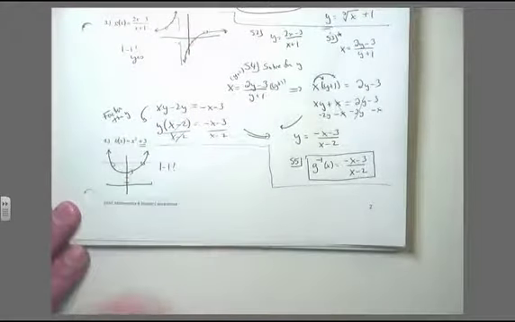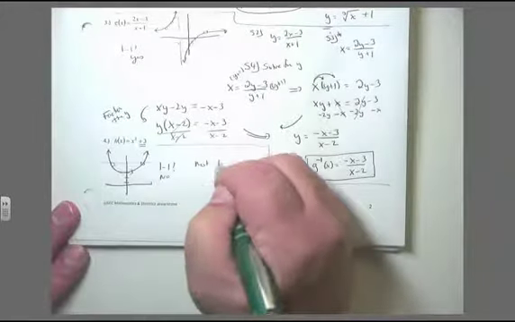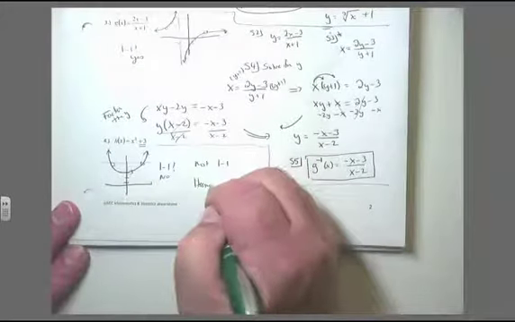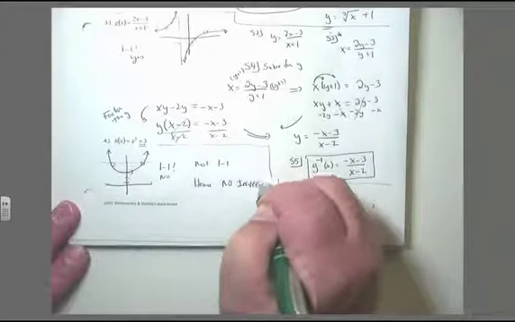A horizontal line intersects in more than one spot. The answer is no. Not one-to-one, hence no inverse function.